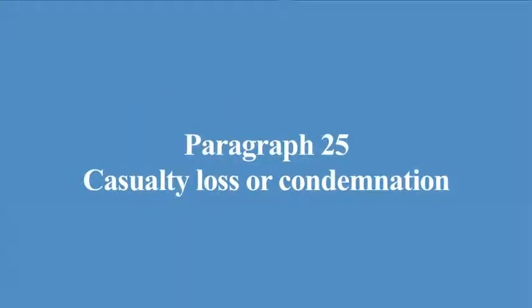Paragraph 25, casualty loss or condemnation. If the property is unusable for residential purposes after a casualty loss, review Section 92.054 of the Texas Property Code for the rights and obligations of the parties regarding a casualty loss to the property. Also, any condemnation of all or a part of the property is considered a casualty loss.